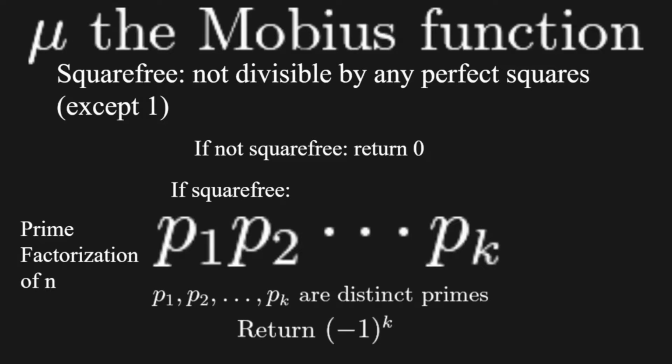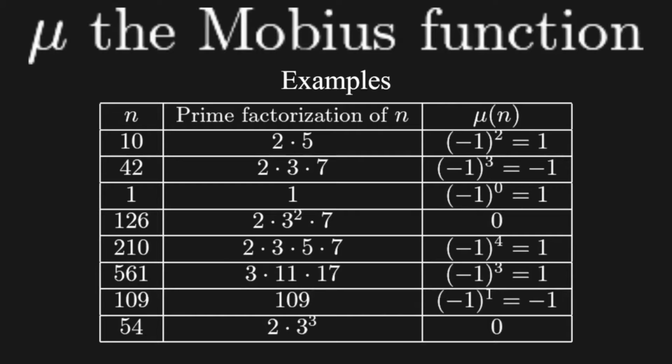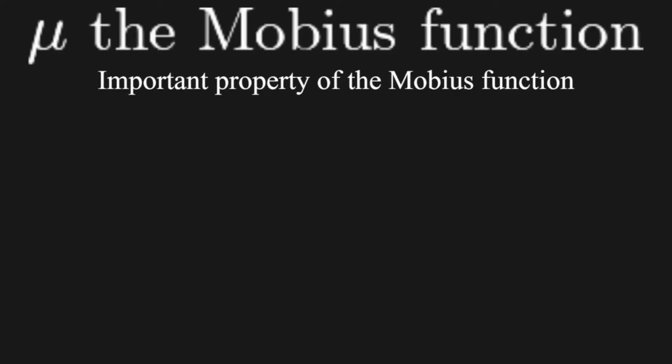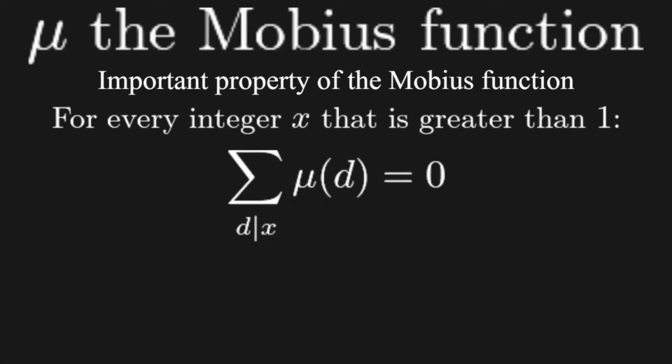Here are some examples of the Mobius function. For example, the prime factorization of 10 is 2 times 5. Since 10 is square-free and there's 2 primes, we return -1 squared, which is 1. Now we prove an important property of the Mobius function. Here it is on the screen.